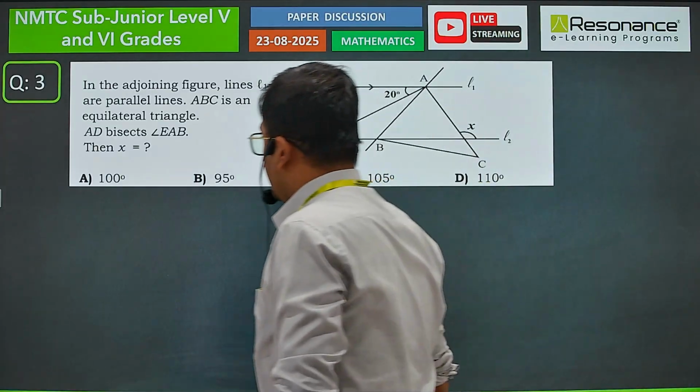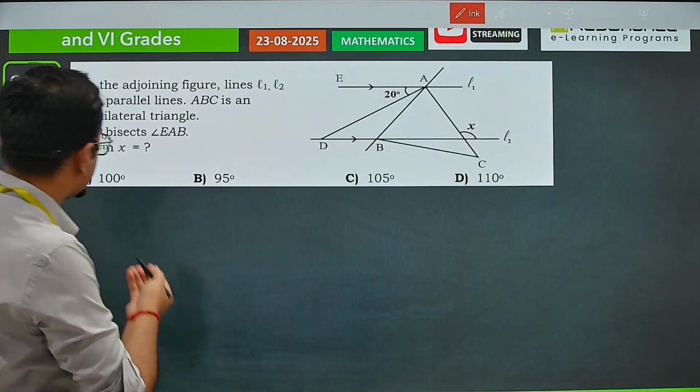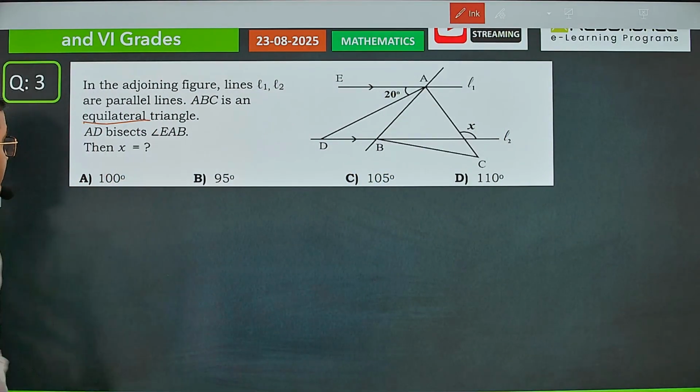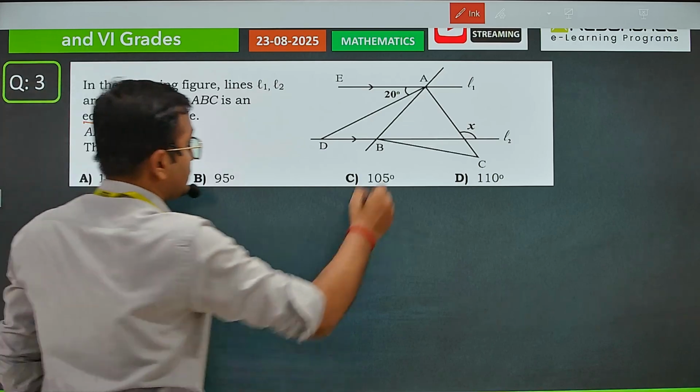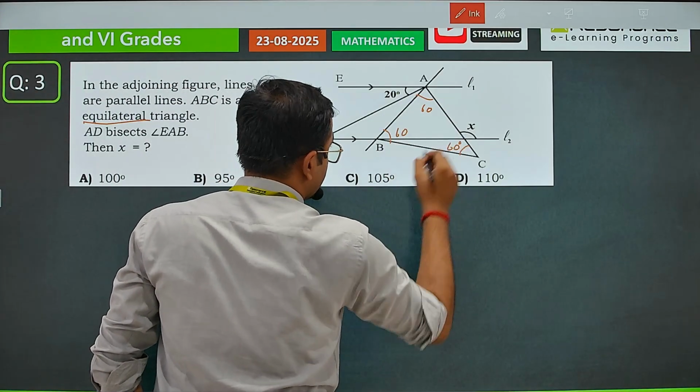Moving to question number 3, much more simple. Our life is very simple the moment they gave us an equilateral triangle. This gives us 60, this gives us 60, this gives us 60. First job is done.